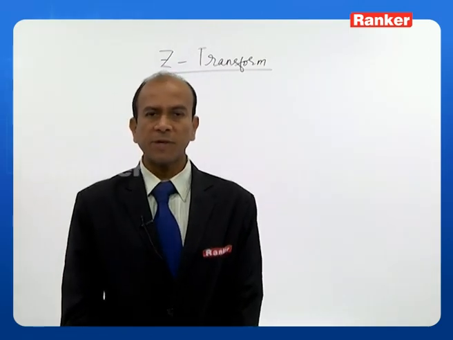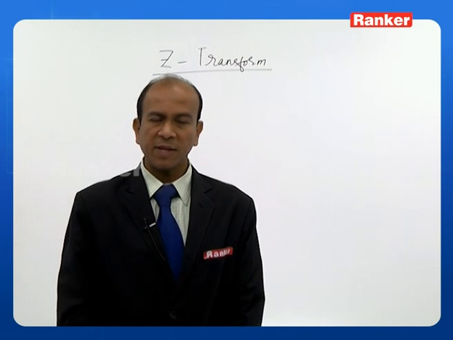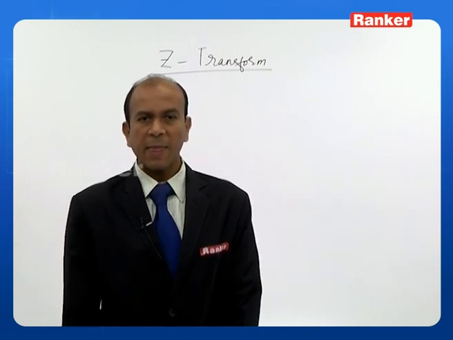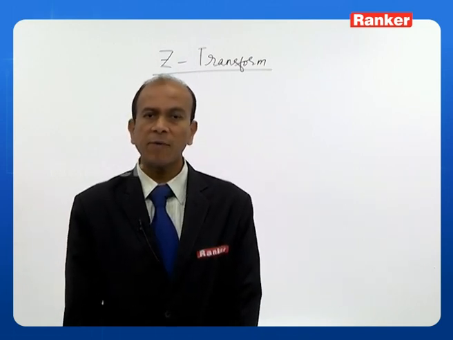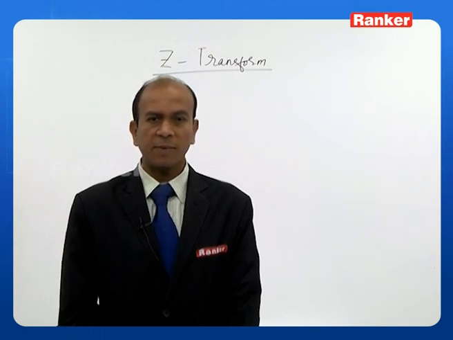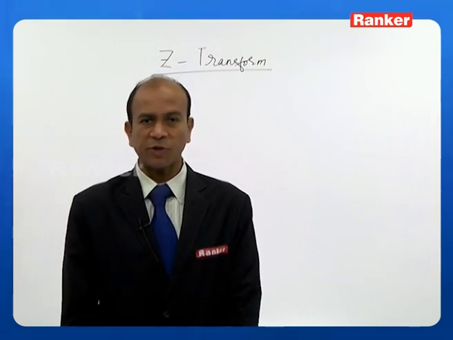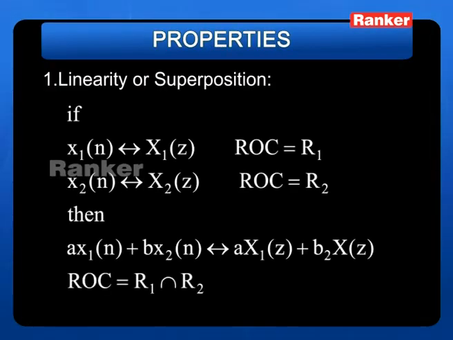Let us see some properties of Z transforms now. We have seen the properties of an ROC. Now, we will try to see what are the different properties of Z transforms, starting from the famous linearity or superposition property. We will start now. Let us see the first property. First property is known as linearity or superposition property.